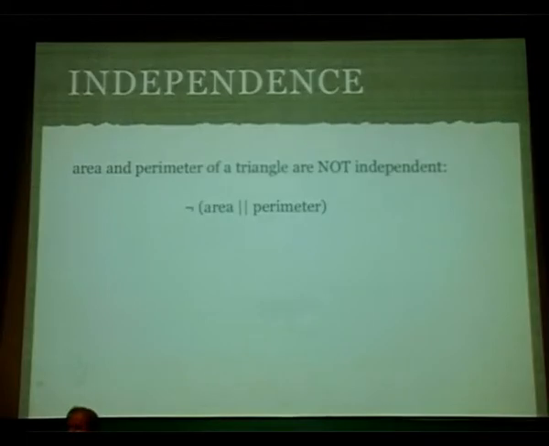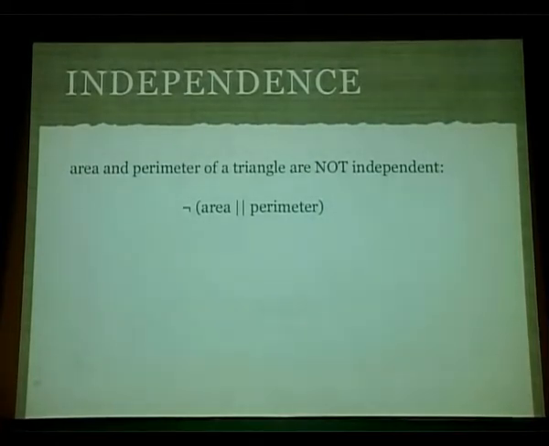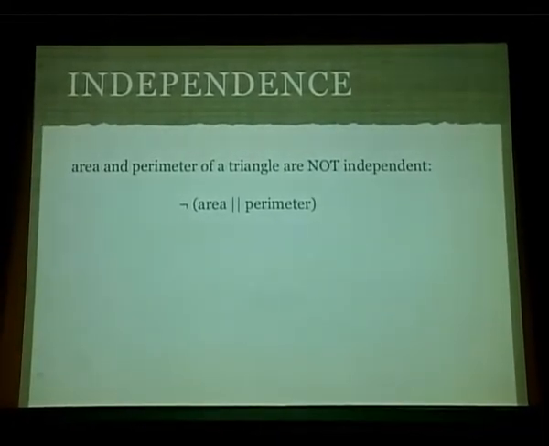This is not true for, say, area and perimeter of a triangle. If you have a triangle with perimeter 3, it cannot have area 100. The triangle can have area 100, it can have perimeter 3, but not simultaneously. So we'll say that height and width are independent, but area and perimeter are not independent, and this is my notation for not independent. Parallel bar is for independent.